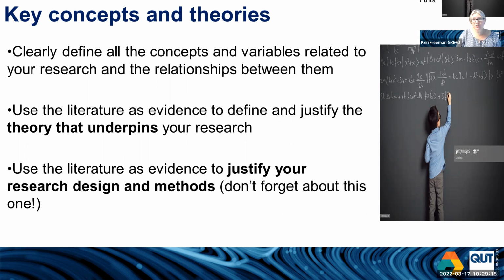Use the literature to define and justify any theories that you're using. And of course, your research design and methods. Don't forget about the research design and methods in your lit review. Talk about what other researchers use. Maybe you're doing similar, have a similar research design. Maybe you're deviating for a really good reason. You need to have that information in the lit review to support your decisions.